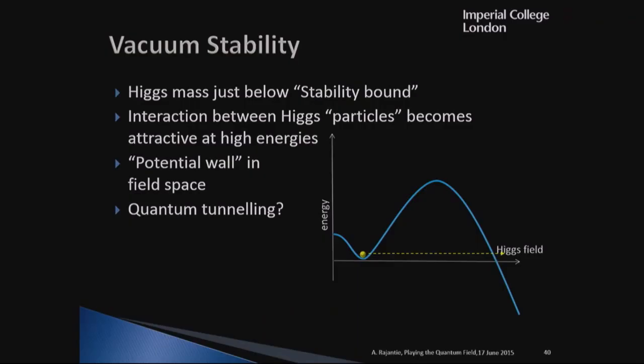And you can see these are the strengths of different forces, different interactions. And here we have this one parameter lambda, which you can see, with increasing energy, becomes negative. And that means that when you go to very high energies, the interaction between Higgs particles, the theory predicts, becomes attractive. And therefore, if you get to those energies, it becomes more and more energetically favorable to produce more and more Higgs particles. Essentially, the more Higgs particles you produce, the lower the energy becomes, and eventually you go to some negative energy state. And there's a potential wall between our vacuum and this negative energy state in the space of fields.